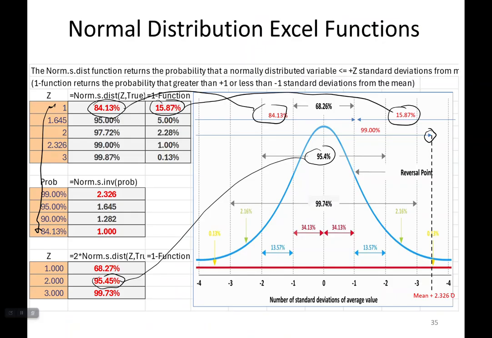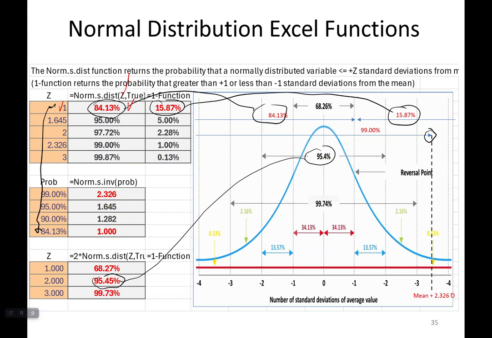So here are a couple normal distribution functions in Excel. One is called NORM.S.DIST. If you put in NORM.S.DIST and then plug in something called a z value, it'll give you a number, say 84%. So let's see what I did here. I did NORM.S.DIST, and where this says z, I put in a 1.